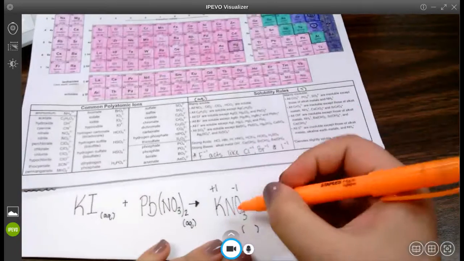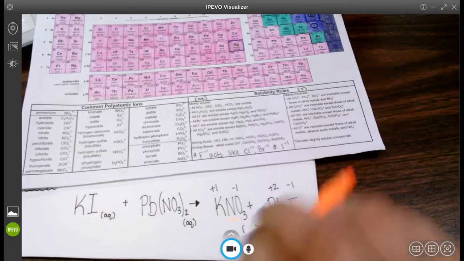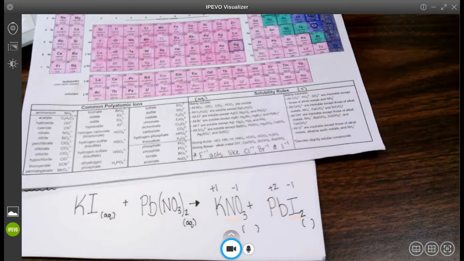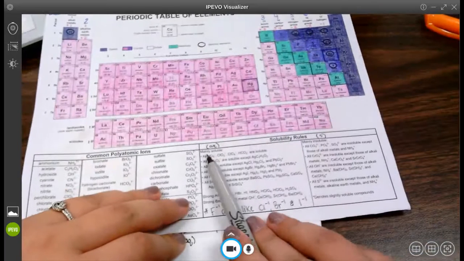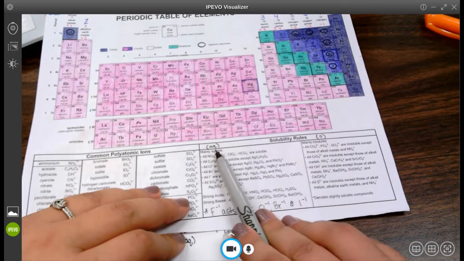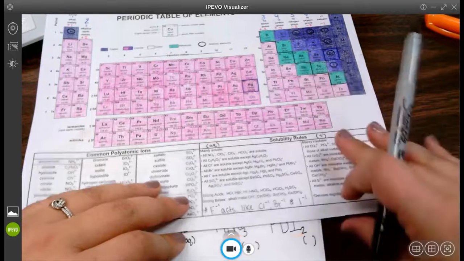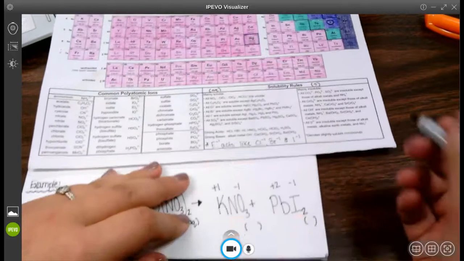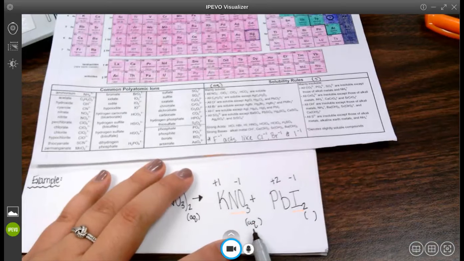And our solubility rules are organized by our anions. Okay, so I need to look for NO3 and iodine. So looking here at our solubility rules, I'm going to start with the mainly soluble side. If it's soluble, that means it will be aqueous. So all NO3s are soluble. Bingo, we found our first one. So our KNO3 is going to be an aqueous solution. So inside the parentheses, I'm going to write AQ.